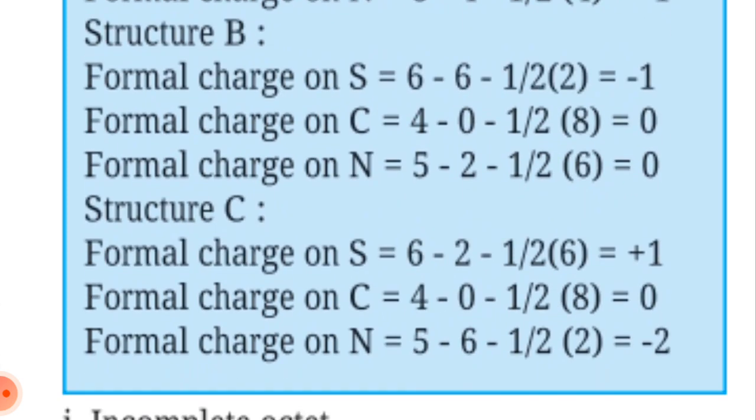Structure B. Formal charge on sulfur is equal to 6 minus 6 minus 1 by 2 multiplied by 2, is equal to minus 1. Formal charge on carbon is equal to 4 minus 0 minus 1 by 2 multiplied by 8, is equal to 0. Formal charge on nitrogen is 5 minus 2 minus 1 by 2 multiplied by 6, is 0.